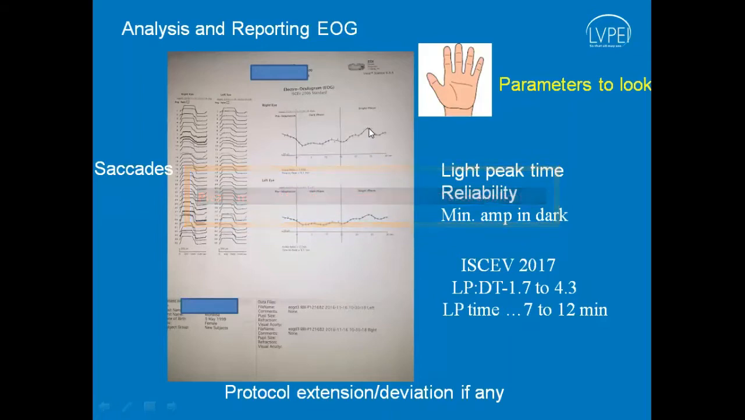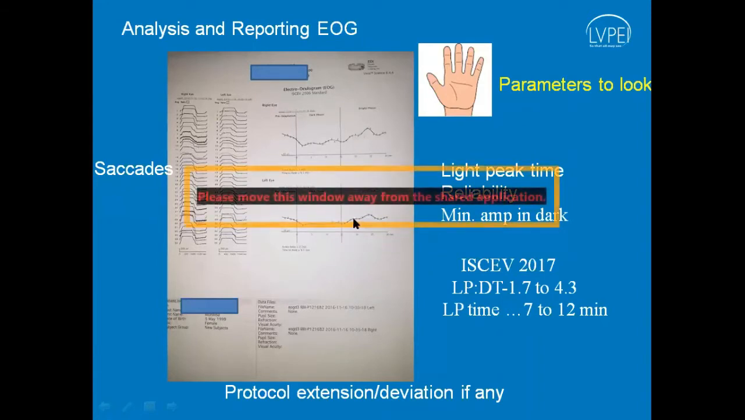So this peak and this trough recording, the ratio should be the Arden ratio, and that we should see. Say, for example, here the lower one, the light rise is blunted compared to the upper one. This is the right eye, this is left eye.